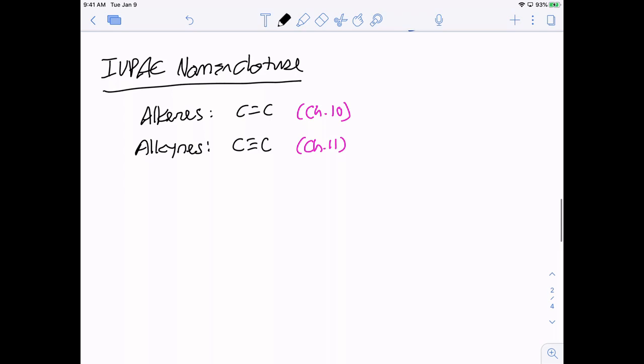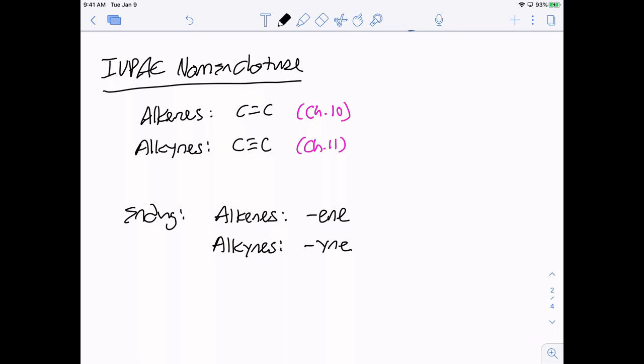So our ending for our alkenes is going to be -ene. Our ending for alkynes is going to be -yne. So alkanes ended in -ane, right? Alkanes: methane, ethane, propane. Alkane ended in -ane, so -ane is its ending. Alkene ends in -ene, so -ene is its ending. Alkynes end in -yne, so -yne is its ending.